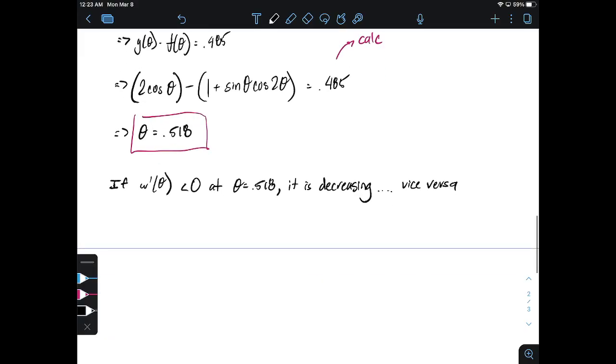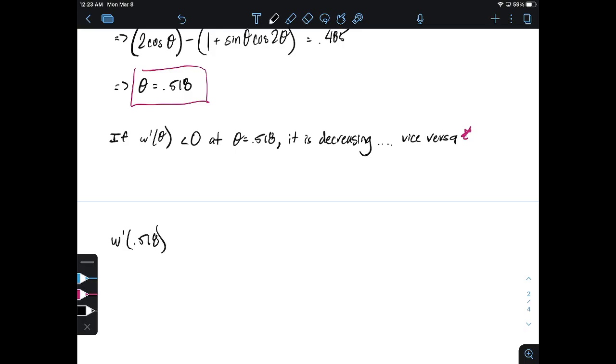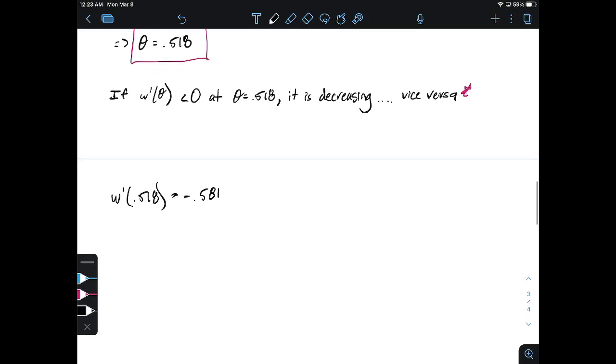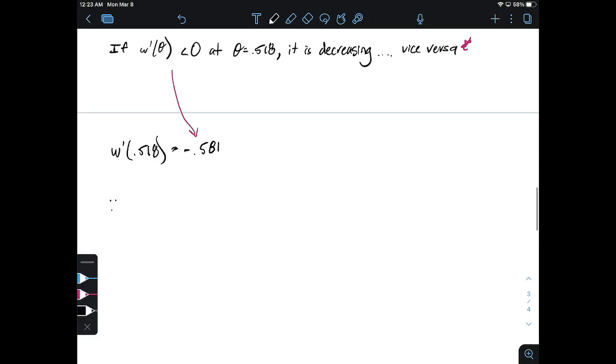So that's what we need to remember in our minds, but now we actually need to solve that, so we'll calculate W prime of 0.518, plug that into the calculator. What we'd get is a negative 0.581. And now we can use simple math jargon because we can note that it is less than 0. So we can say since the derivative of W theta at 0.518 is less than 0, then W of theta is decreasing at theta equals 0.518. And that would be our answer.